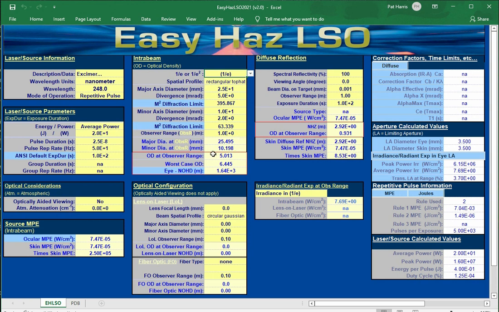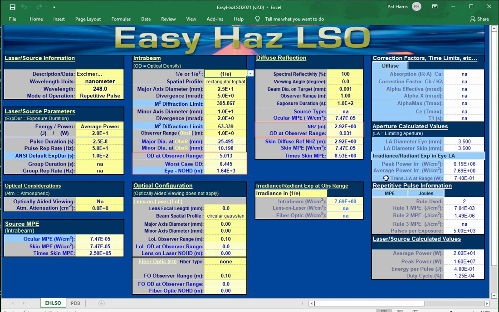Here's the OD at observer range, worst case OD. And of course, we're going to look at our transmission through the limiting aperture. Our limiting aperture for both the eye and the skin is 3.5 millimeters. We have a transmission through the limiting aperture of 3.7%, so that's the difference between the OD at observer range and the worst case OD. I wonder how much power that is.